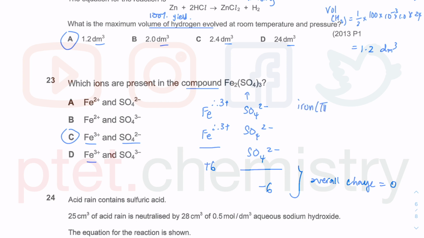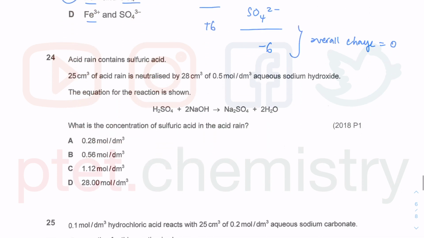Iron 3 sulfate. You got to know your formula of ions. You got to know how to get formula from names, and you got to know how to get names from formula itself by going backward. 24. Acid rain contains sulfuric acid. They provided us an equation. You want the sulfuric acid, and you have the sodium hydroxide information.